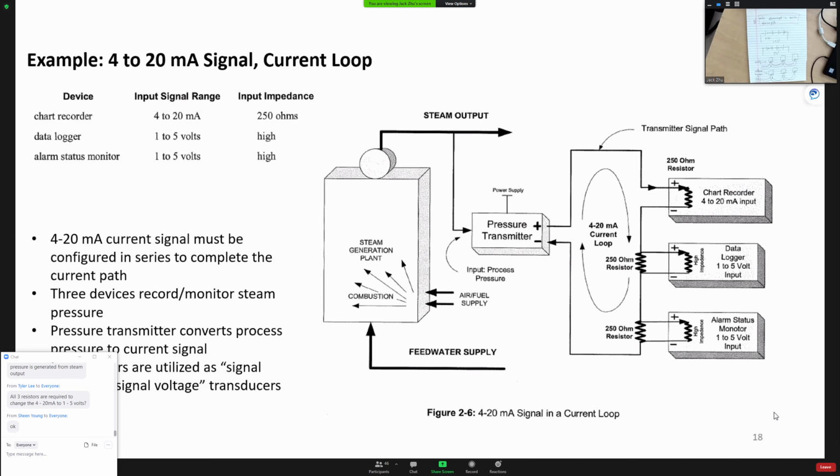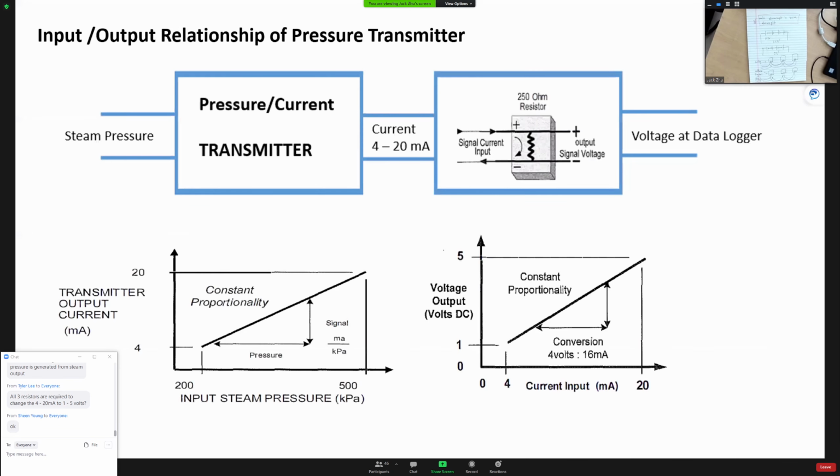Okay, so here the steam pressure is going to go into this pressure transmitter. Inside this pressure transmitter, first there will be some kind of sensor down here. It's just like if we're measuring temperature, we might use an RTD or thermocouple. But in here, they use a pressure sensor. We're going to talk about what type of pressure sensor it is in the next module.